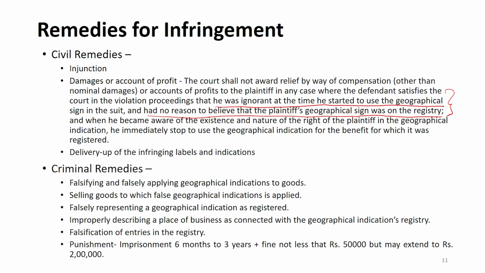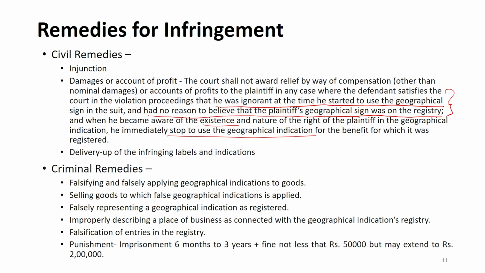And when he became aware of the existence of rights of the plaintiff, he immediately stopped the use of the GI for the benefit for which it was registered. So, therefore, only nominal damages will be paid in this situation. The third is delivery up of infringing labels and indications. These are the civil remedies which we have in the Act.